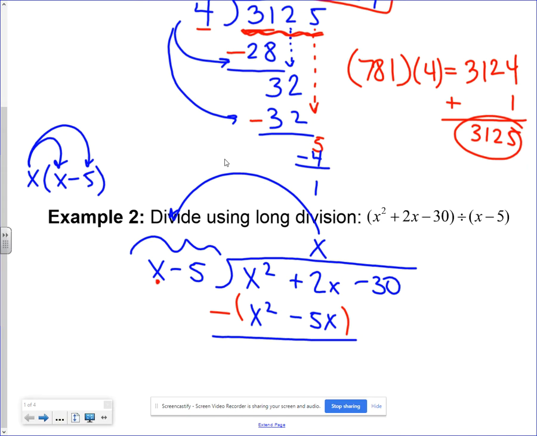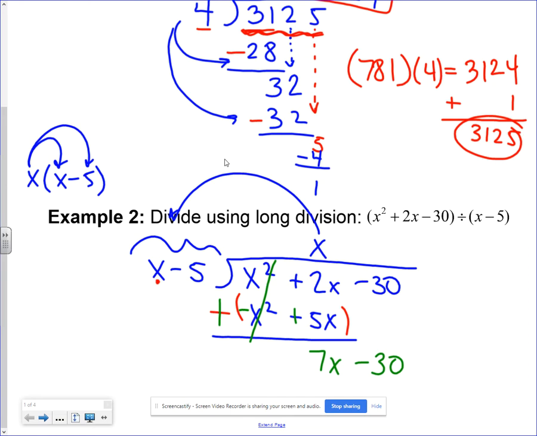So what I like to do is I'm going to change this to a plus and make this a negative and make that a negative. It's like you doing the distributive property. I'm distributing -1 to both of these. So what is x squared plus negative x squared? That cancels out. That's what we wanted. That's always gonna happen. We're always gonna match it. And then 2x plus 5x is 7x. And then I bring down my minus 30.